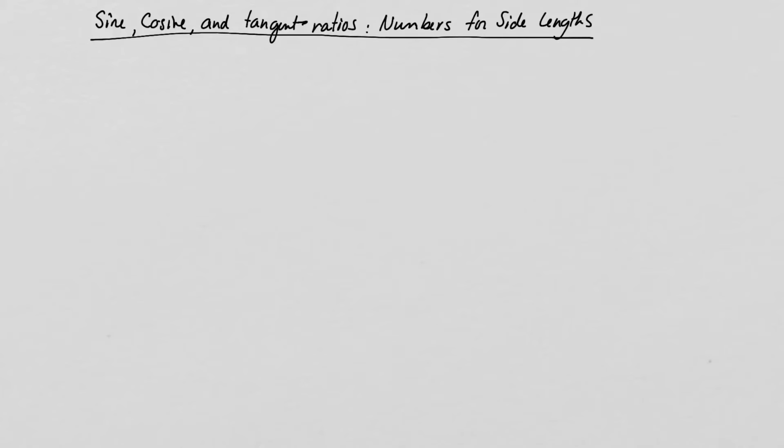So in this video, we're going to put to use our sine, cosine, and tangent ratios on a triangle. Or we're going to do a couple. So find the sine of A, the cosine of A, and the tangent of A for our first one here.